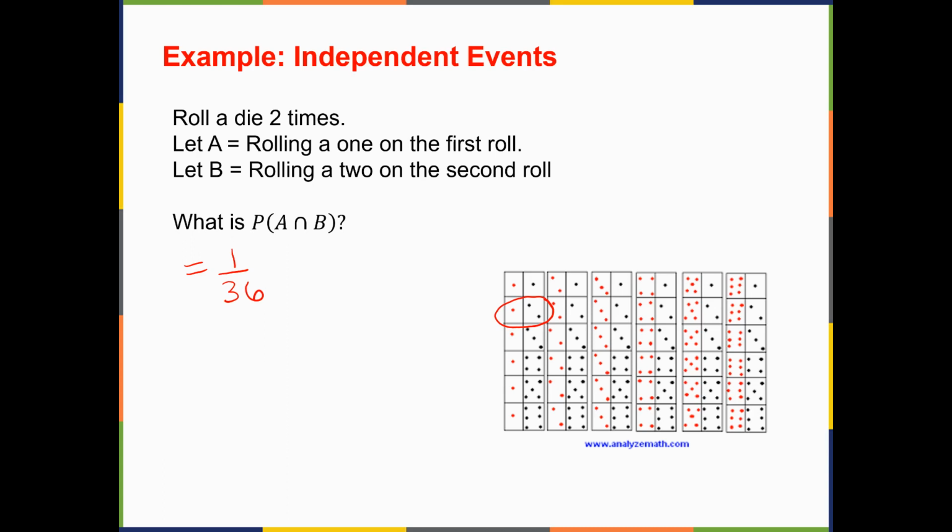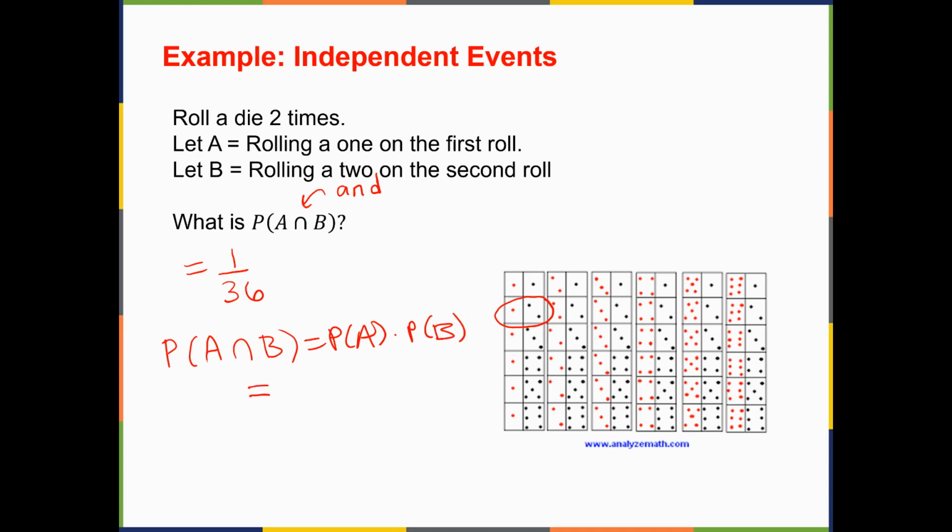Only one time can you get a 1 on the first roll and a 2 on the second roll when we say "and" in between them. I think that kind of looks like an "and," so that helps me remember "and." Let's use our formula that we just learned. The probability of A and B is equal to the probability of A times the probability of B. All right, let's see if our formula works.